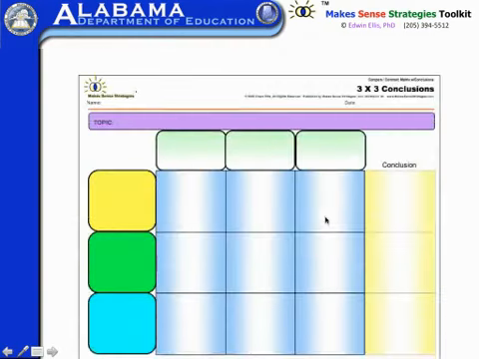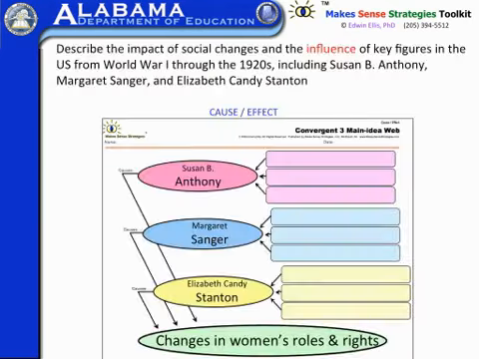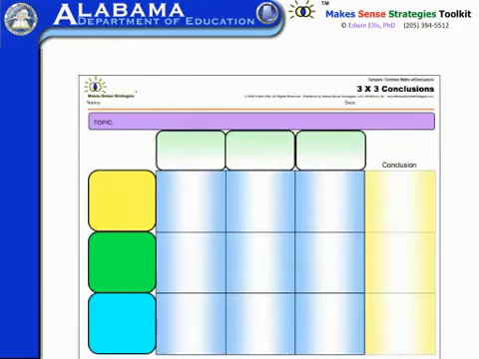Likewise, we could do a comparison. I might set it up with the three individuals here, and then what the goals of each were, what were the major actions they took, and what was the impact of those actions, and then draw a conclusion about that. Personally, I like this one better than the previous one because it pulls it all together and shows the relationships in a more cohesive way.